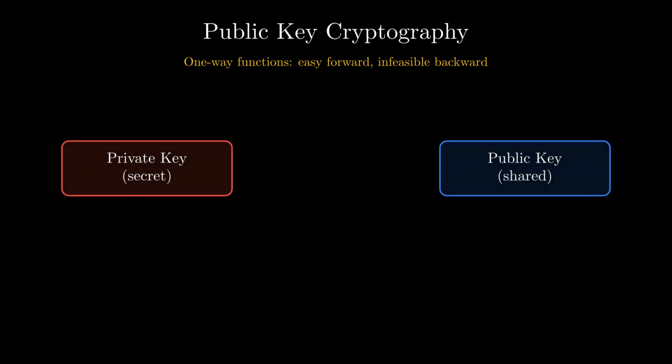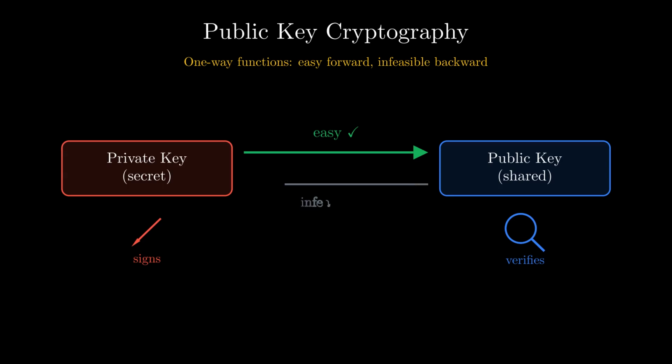To understand how Alice pulls this off, we need one idea from the 1970s, public key cryptography. It's built on one-way functions, operations that are easy to compute forward but effectively impossible to reverse. This creates an asymmetry. You generate a key pair, a private key that stays secret and signs, and a public key you share freely so others can verify. The private key produces, the public key checks. One direction is cheap, the other is mathematically out of reach.